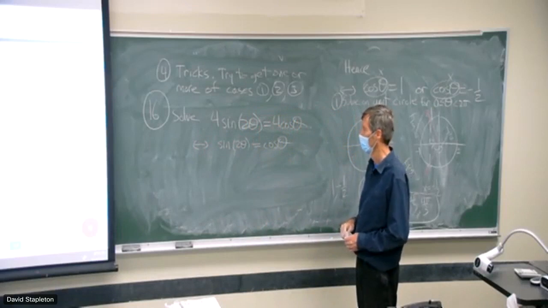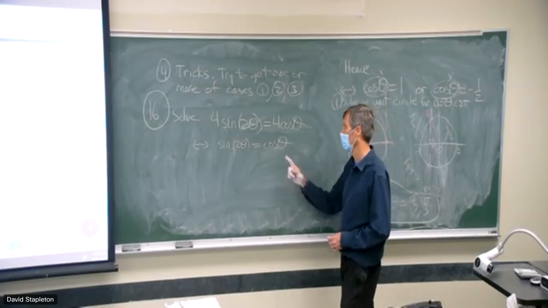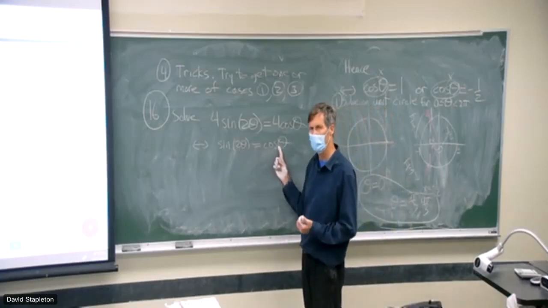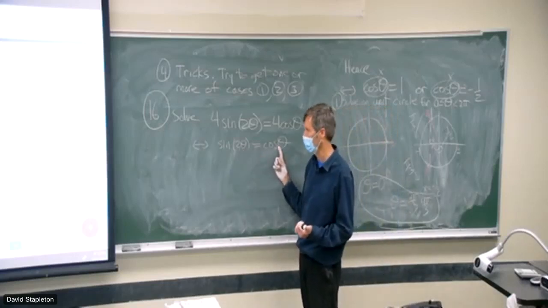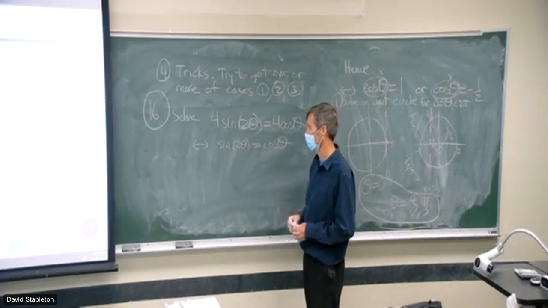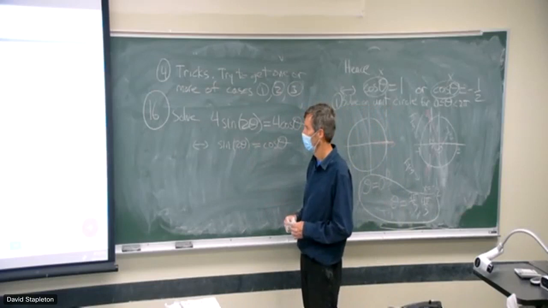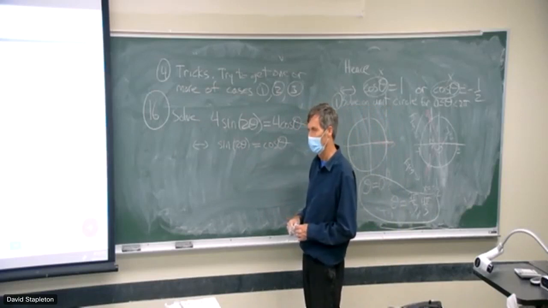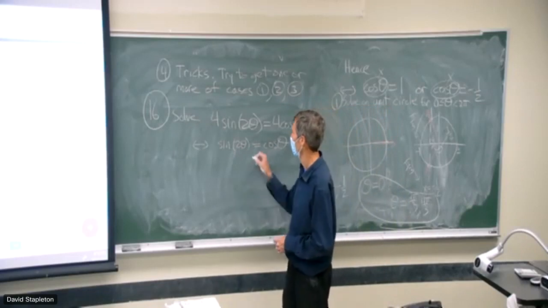Subtract cosine theta. It won't help me yet. I want to do something first. Whenever I have more than one angle here, I need to get one angle, just like when we were simplifying before, right? How can I replace sine 2 theta in terms of theta? I was going to do divide by cosine, that way you can get tangent.